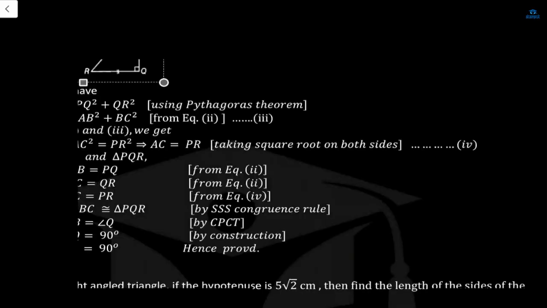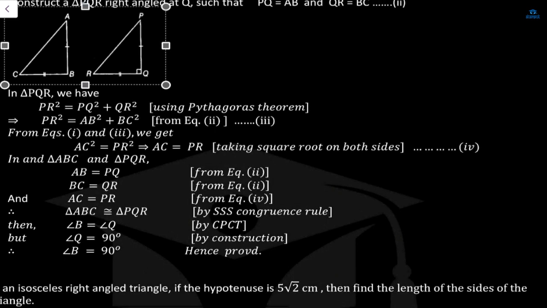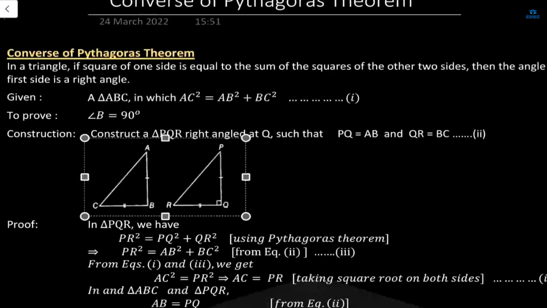Now what does the converse of Pythagoras theorem say? Converse is just the opposite. This time you know that according to the diagram, AC square is equal to AB square plus BC square. Just a minute. So we have to prove that angle B is 90 degrees, and that it is a right angled triangle.